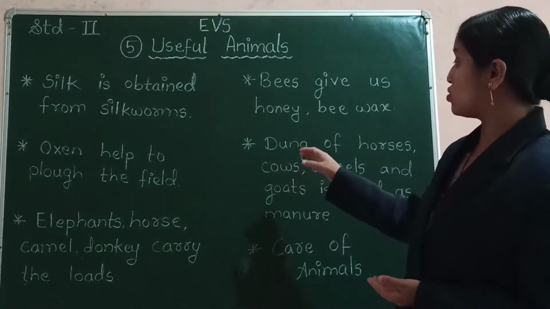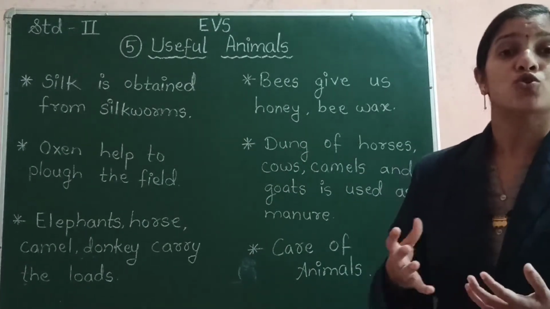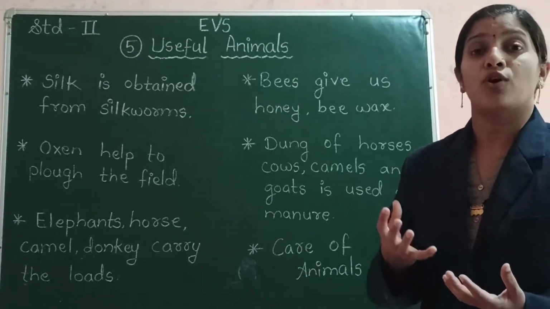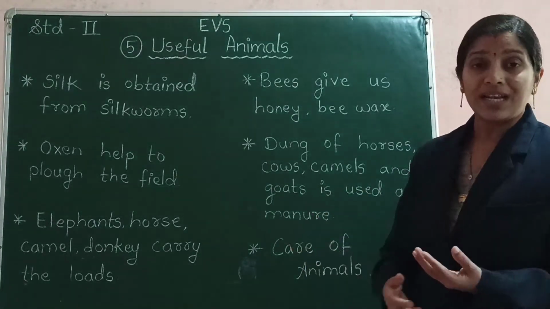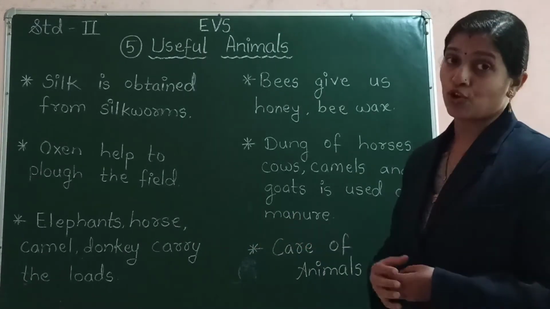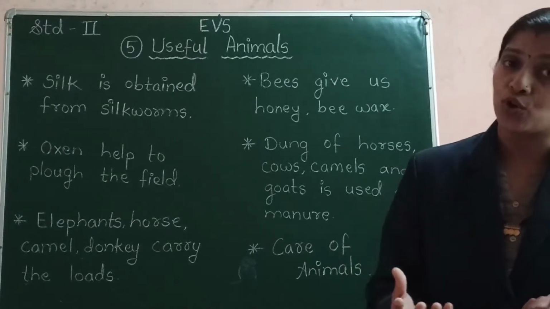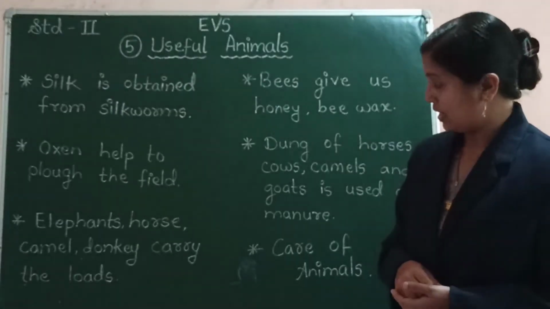So the feces or dung of these animals is mixed with the soil so that the productivity or fertility of the soil increases, and the plants that grow in such type of soil will grow very fast and they will give good crops, good fruits to us.